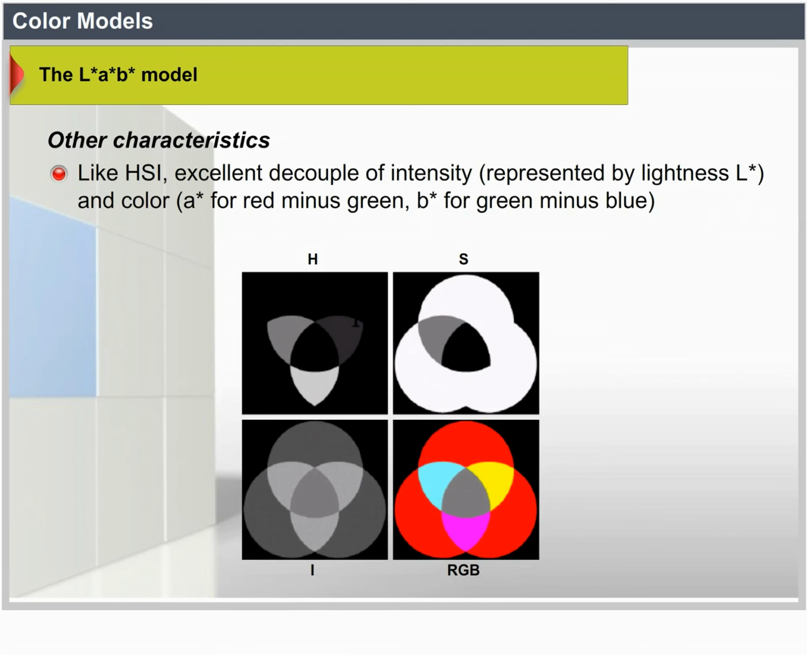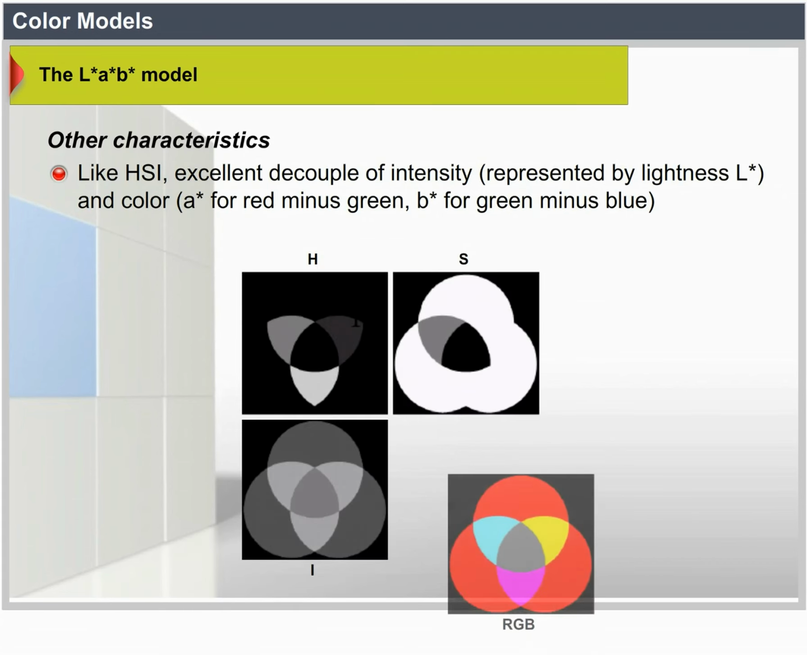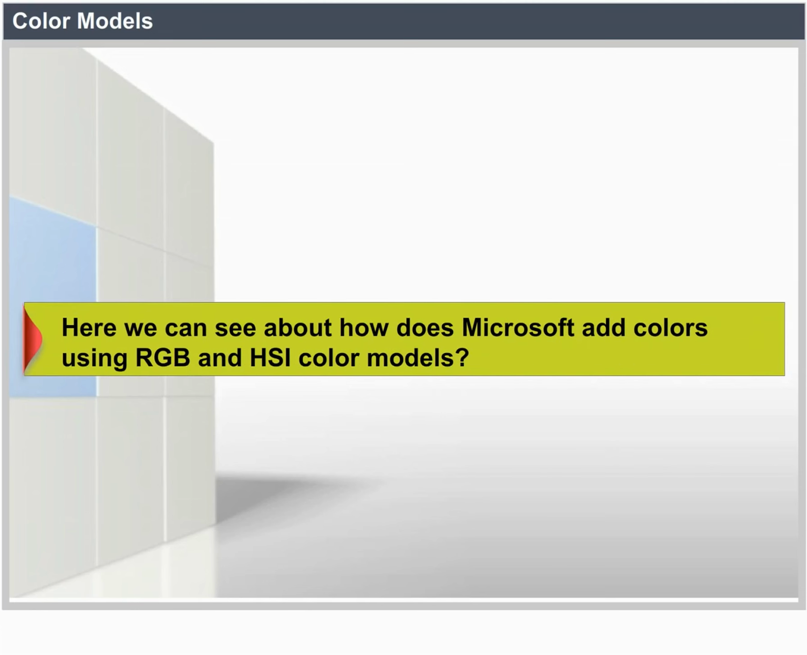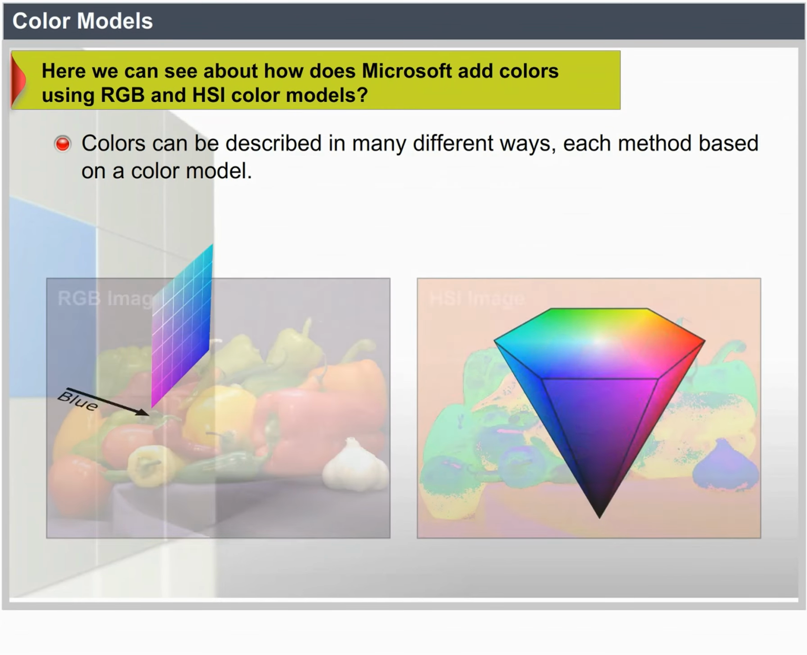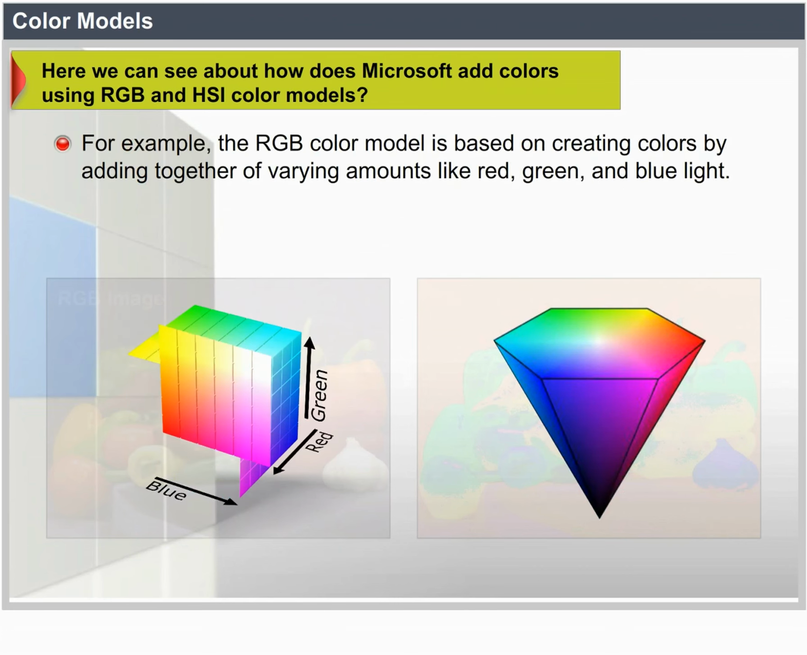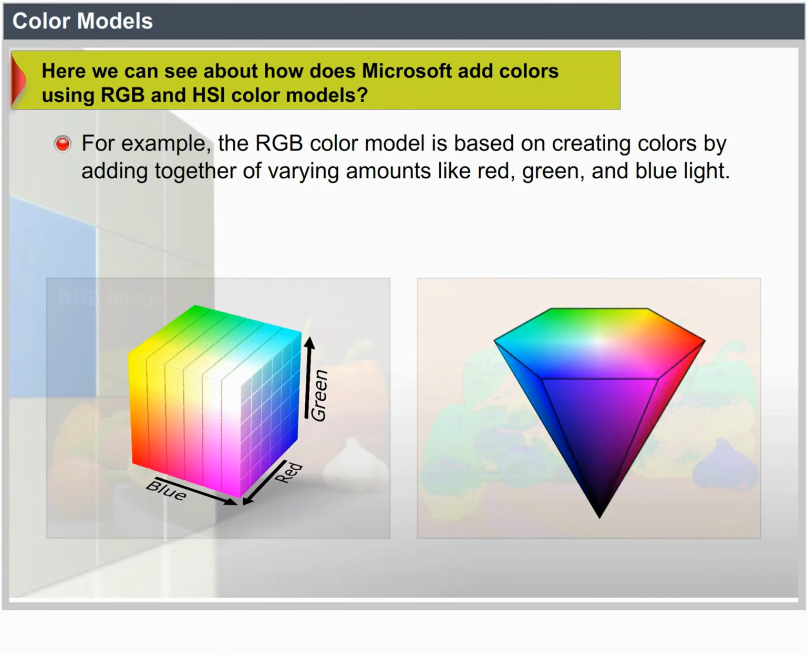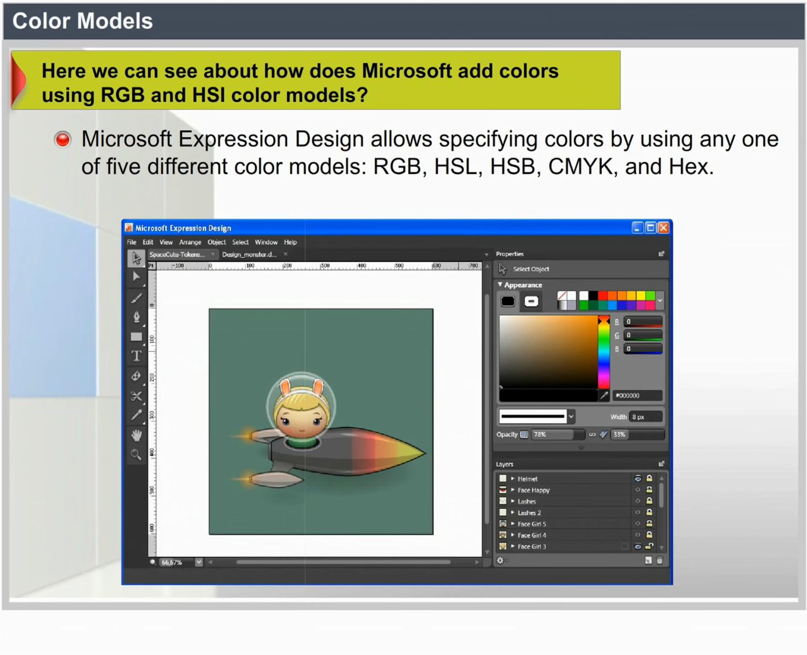Like HSI, excellent decoupling of intensity, represented by lightness L star, and color, A star for red minus green, B star for green minus blue. Here we can see how Microsoft adds colors using RGB and HSI color models. Colors can be described in many different ways, each method based on a color model. For example, the RGB color model is based on creating colors by adding together various amounts of red, green, and blue light.